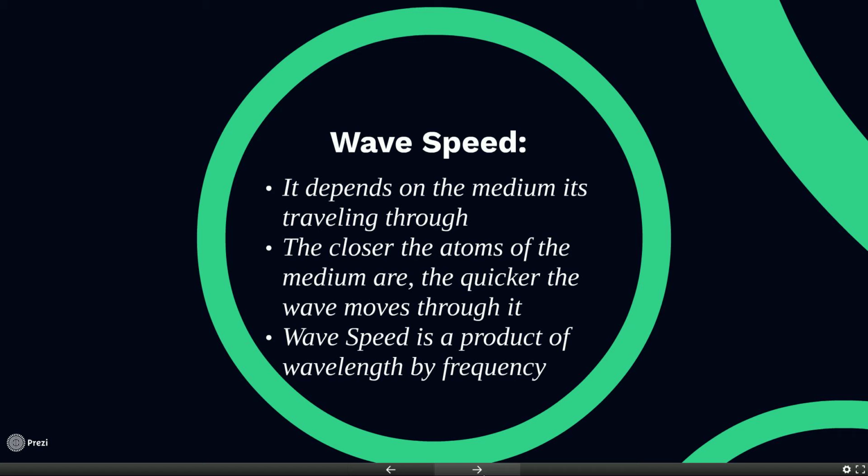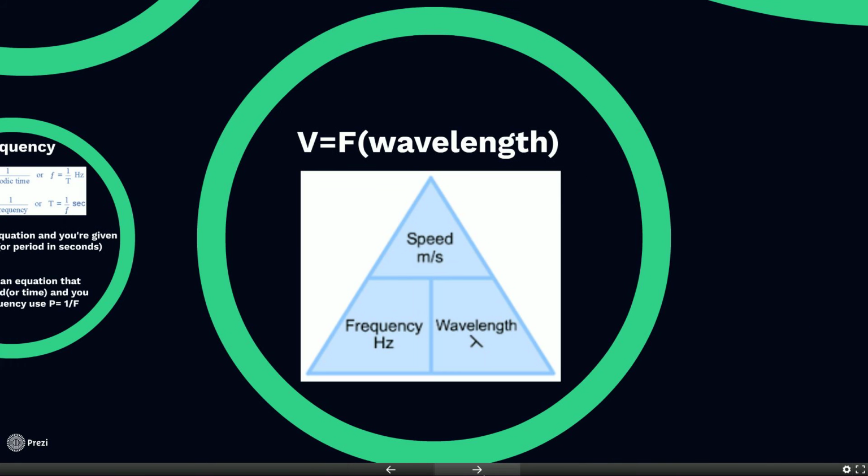Wave speed is a product of wavelength by frequency. So this gets into the actual equation, which is velocity or wave speed equals frequency times wavelength. We have this handy dandy triangle here which helps us see how the equation is used and how we can solve for various parts of the equation. To start, when we're solving for speed or velocity, we multiply the two bottom factors, which is frequency in hertz, and wavelength, which is represented as lambda, but it is measured in meters. So we multiply these two together to get speed, which is on the top.